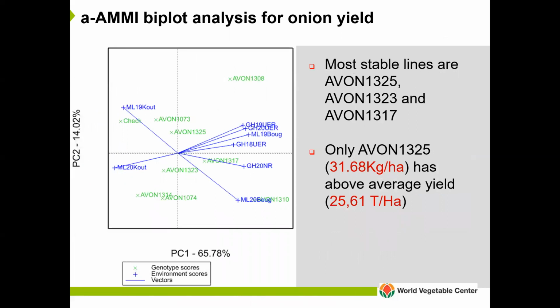The first model used was AMMI biplots. This figure shows AMMI biplot analysis for onion yield. AMMI is the additive main effect and multiplicative interaction. Genotypes with IPC1 and IPC2 scores near 0 are considered as adaptable to all locations. Genotypes close to the origin of the axis are more stable than most distant ones. Therefore, the above 3 genotypes were the most stable lines identified in this model.